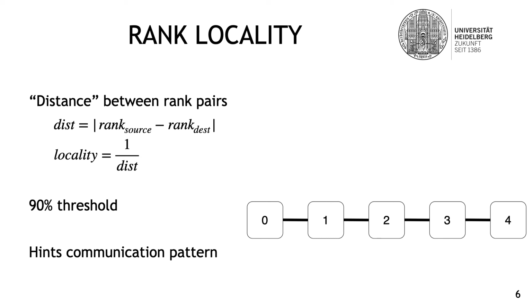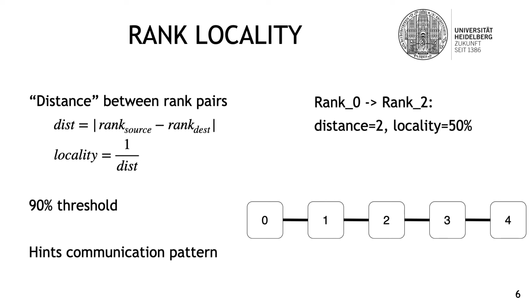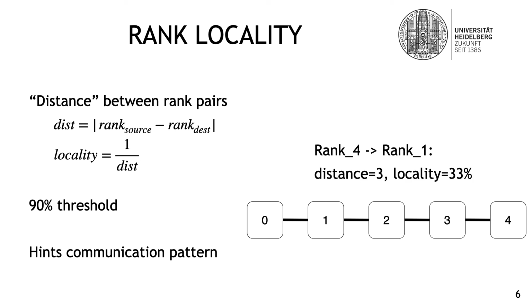Furthermore, we are only looking at point-to-point communication, since in all used applications there are only global collectives, and they are assumed as an even overhead distributed over the entire network. And in order to reduce network traffic noise, we are only looking at the nearest 90% of the traffic. Let's have a short example to make this a little bit more clear. On the right side, you can see 5 different ranks. If we now send a message from rank 0 to rank 2, that results in a distance of 2 or a locality of 50%. Or if we want to send from rank 4 to rank 1, we have a distance of 3, which results in a locality of 33%.